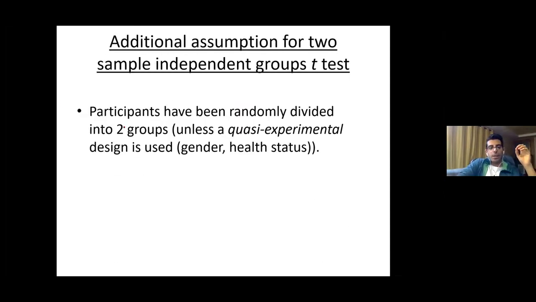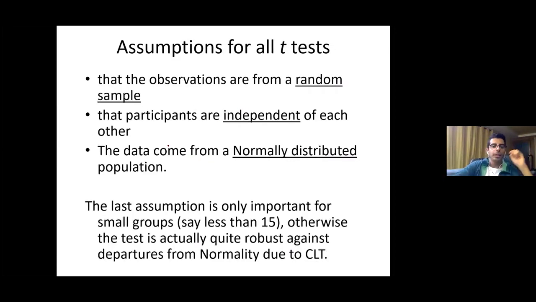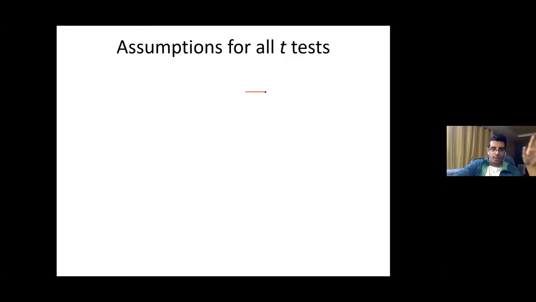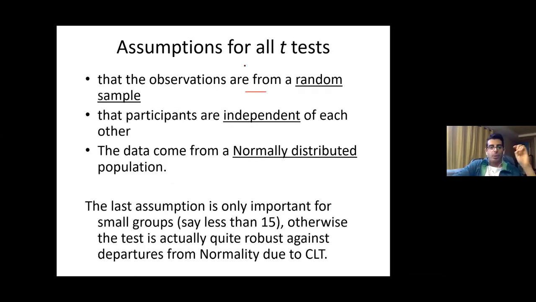So participants must be randomly divided into two groups, and it's fine if it is quasi-experimental. If you, for example, separate them based on men and women, it's fine. It's not the worst case scenario, but ideally it should be completely random, right? And now, what are the assumptions? I skipped over this slide.